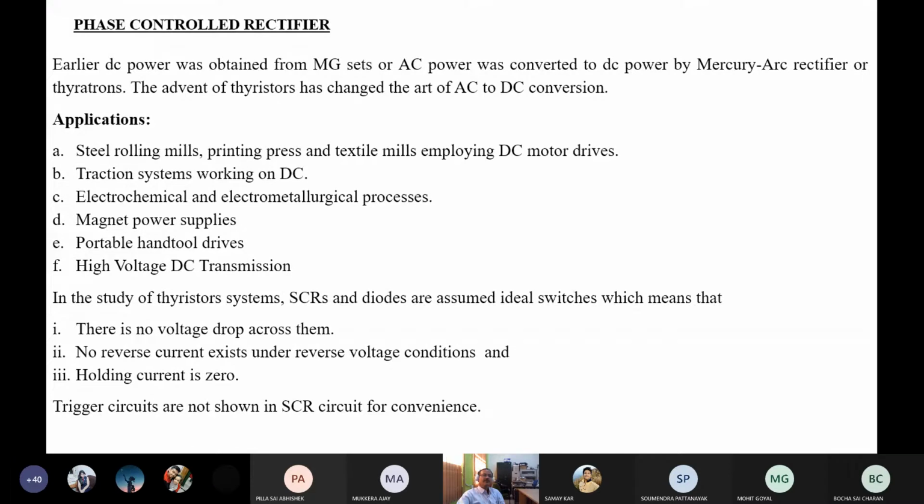So earlier, in the very old days, in our machine lab there was also an MG motor generator set that converts mechanical power to DC power. And there were mercury arc rectifiers. There were very big things. But now, with the invention of thyristors and semiconductor switches, this AC to DC conversion has become very efficient and powerful.